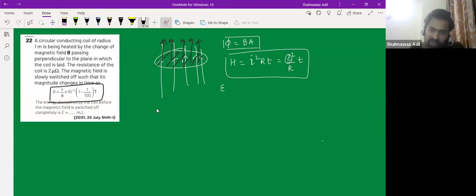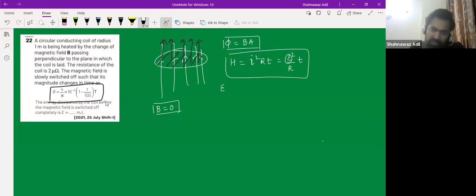Magnetic field switched off means that the magnetic field becomes zero, and this is a function of time. Is this magnetic field increasing or decreasing with time? Can you guys tell me? Decreasing, right? So this is minus t by 100. It is decreasing, which means that at some point it will become zero.